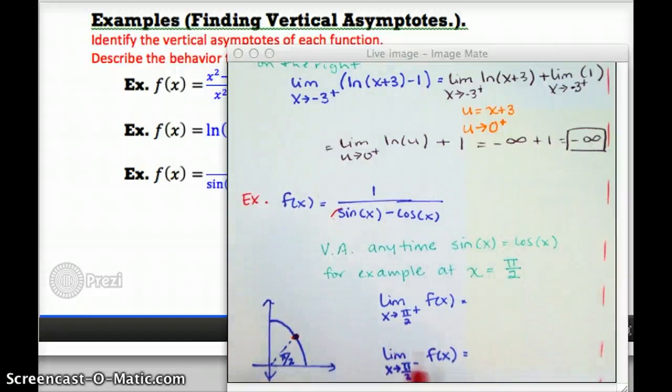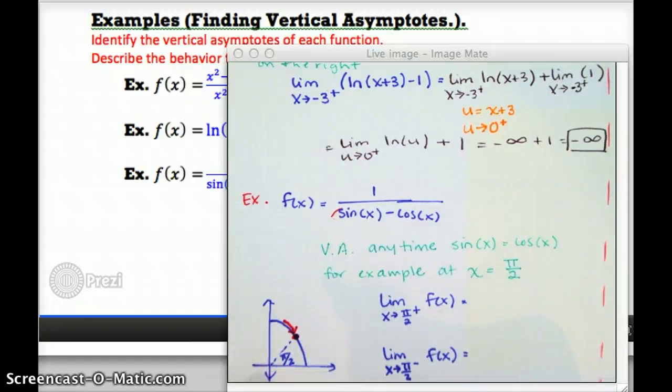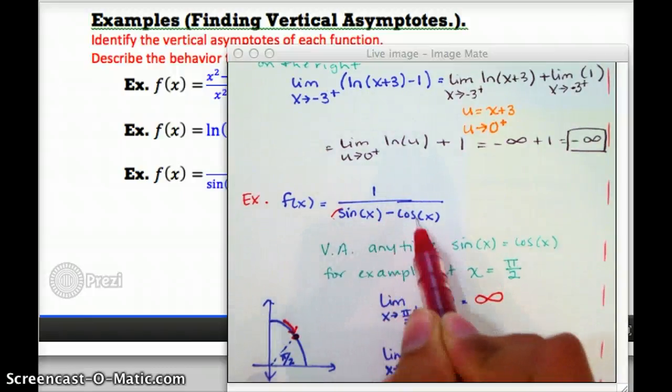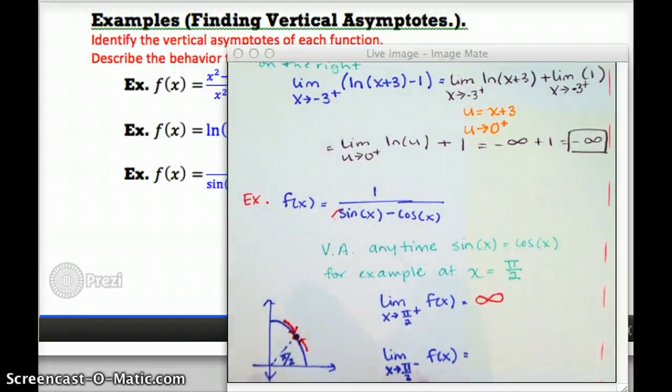Well, think about what happens as we get closer to pi over 2, but the angle is a little bit larger. So if we come this direction, well, in this part of the unit circle, sine is a little bit larger than cosine. So sine minus cosine is going to be a positive number. Now, it's going to be a positive infinity because we're talking about dividing 1 by a very, very small positive number. And then as we approach it from this side, if the angle's a little bit smaller than pi over 2, cosine's going to be larger. So this one's actually going to be -∞ because sine minus a slightly larger cosine is 1 divided by a slightly negative decimal.